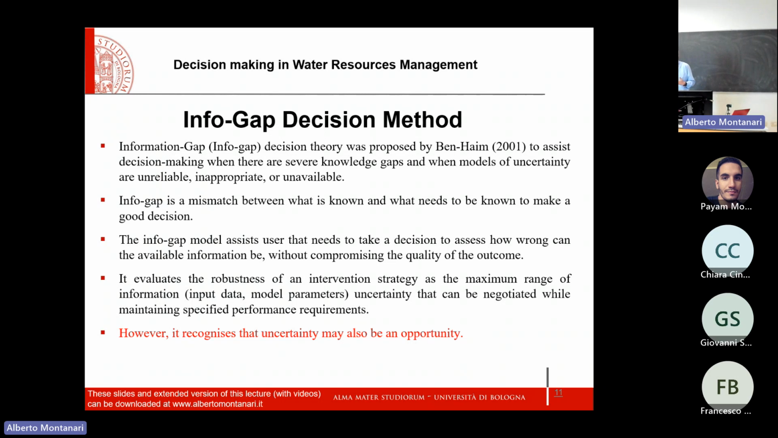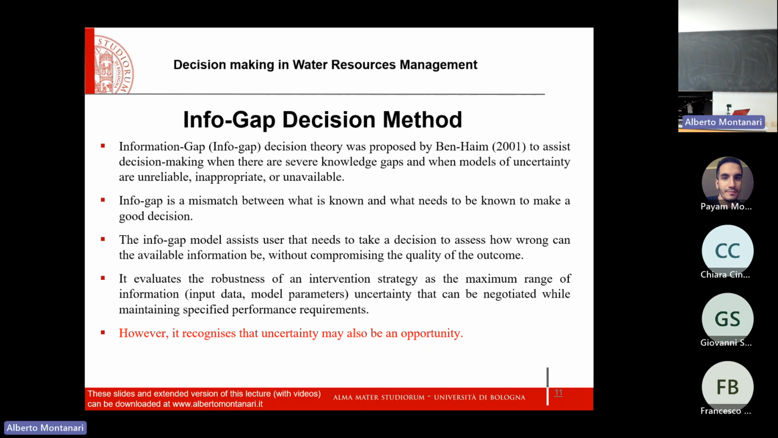Infogap can be considered a special case of robust decision making, but it's different. It's different because it doesn't look only at minimizing the regret. Infogap also looks at opportunities. And this is why I decided also to give an example. And so, as you see here in red, however, it recognizes that uncertainty may also be an opportunity.